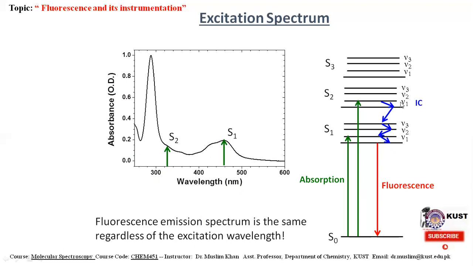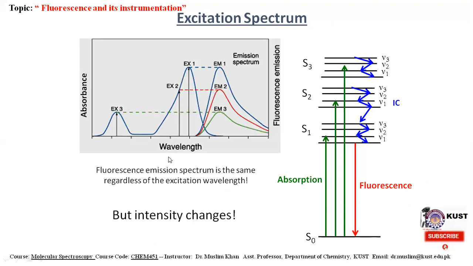It is excited, and then internal conversion occurs, as we have discussed in the Jablonski diagram. So this is the third one. This is the excitation spectrum when it's going to S3. The fluorescence emission spectrum is the same regardless of the excitation wavelength. You can see the mirror image of the absorption spectrum going to here and here. This is IC, internal conversion, but the intensity changes in this emission spectrum.